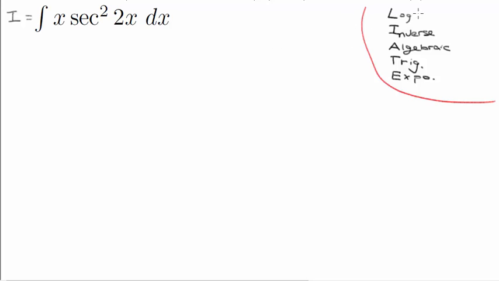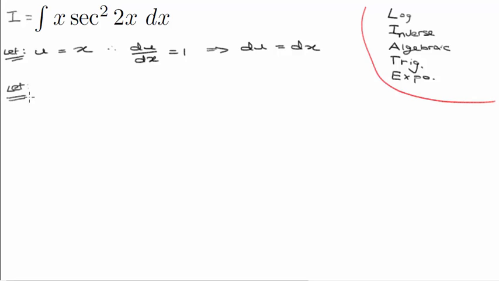What we're going to do is look at the integrand, and we have an algebraic and a trig. So let's look down the list. The first thing we see is algebraic, and that comes before trig. So we're going to let u be x, just like the previous question. So the derivative of u with respect to x is equal to 1. If we treat dx as a number and multiply it to both sides, we get du equals dx. We're going to let dv be sec squared of 2x.